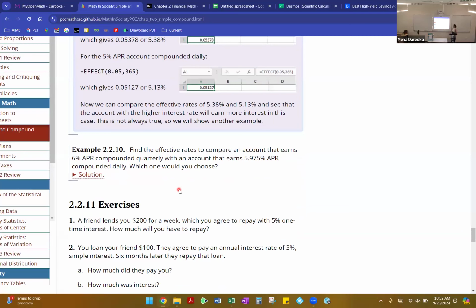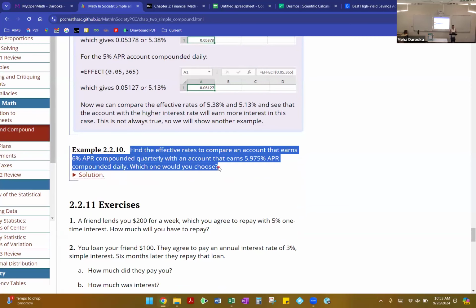Okay, let's look at 2210. This one is saying find the effective rates to compare an account that earns 6% quarterly with the account at 5.975% compounded daily. So those APRs are pretty close to each other. Before we do the math, give me a guess of which one you think should be higher between the two: the 6% or the 5.975?